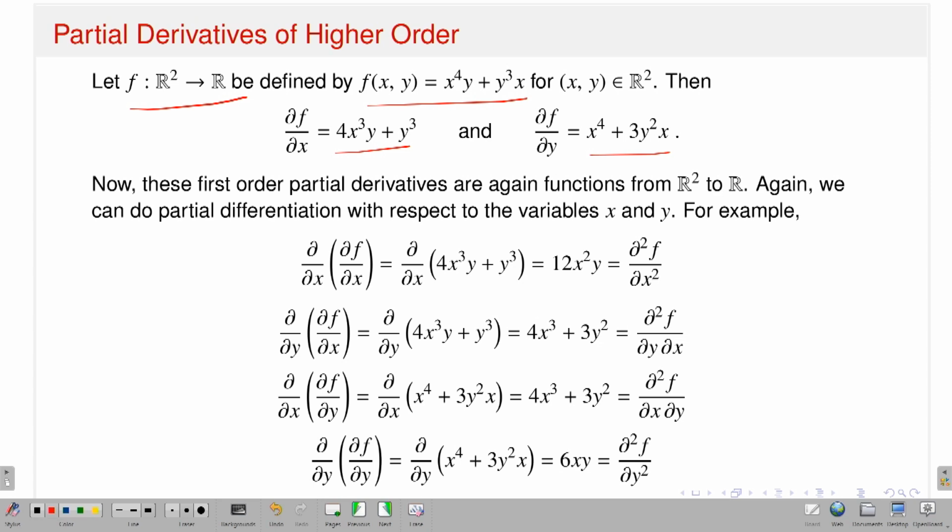Again, keeping the x variable fixed, just think about the function as a function from R to R and do the derivative with respect to y, that is it. So, del f del y is nothing but x to the 4 plus 3y square x.